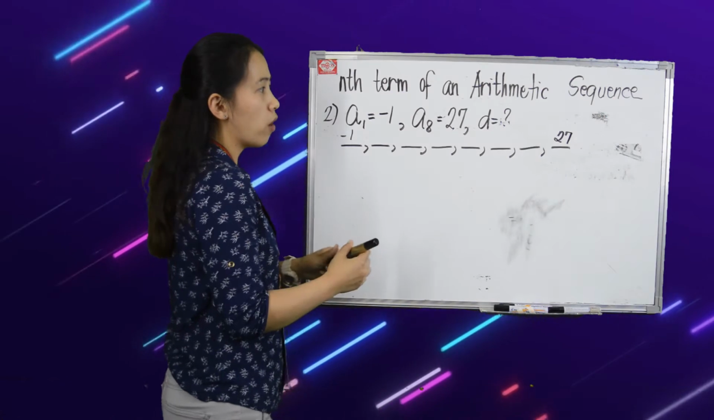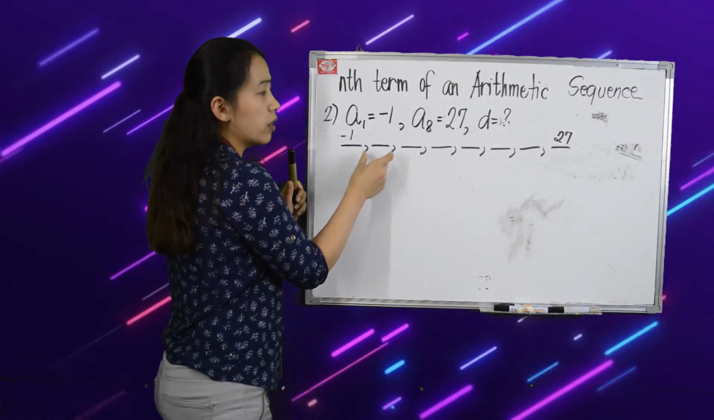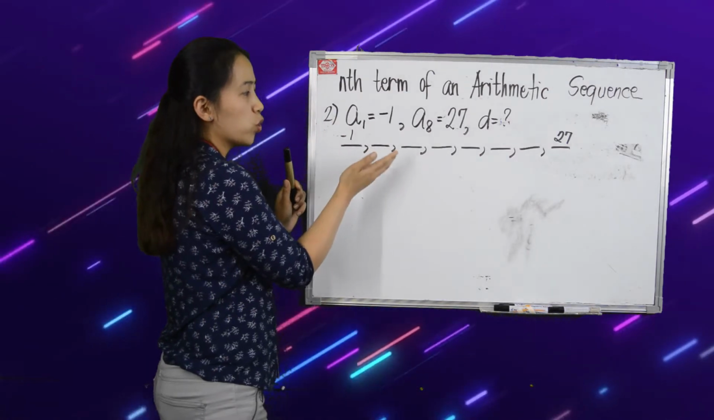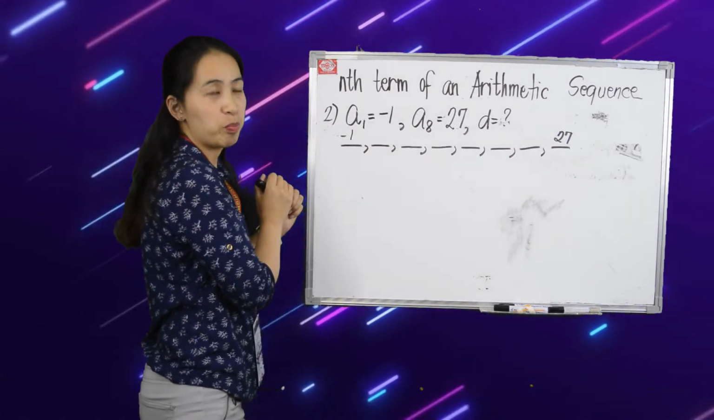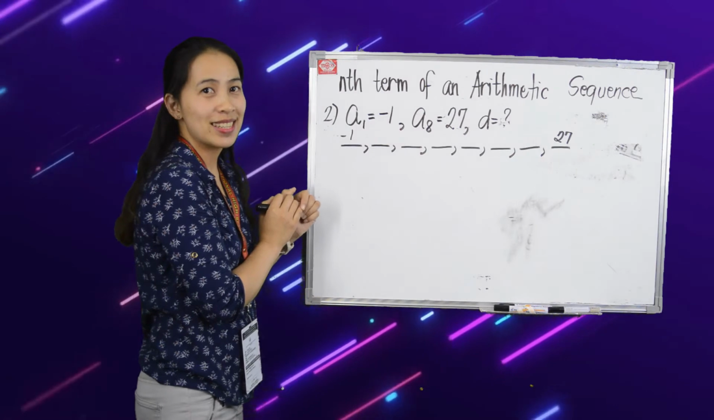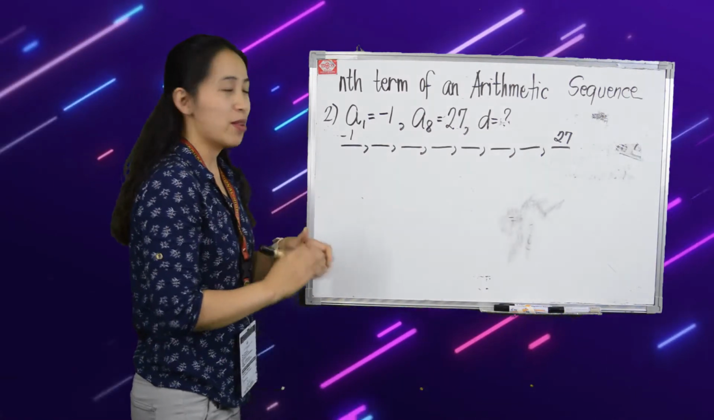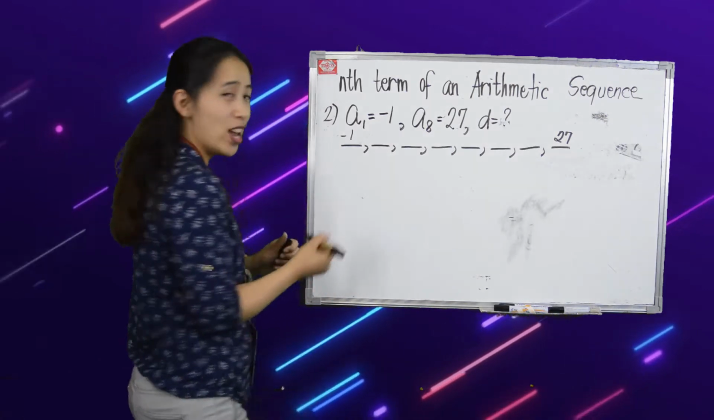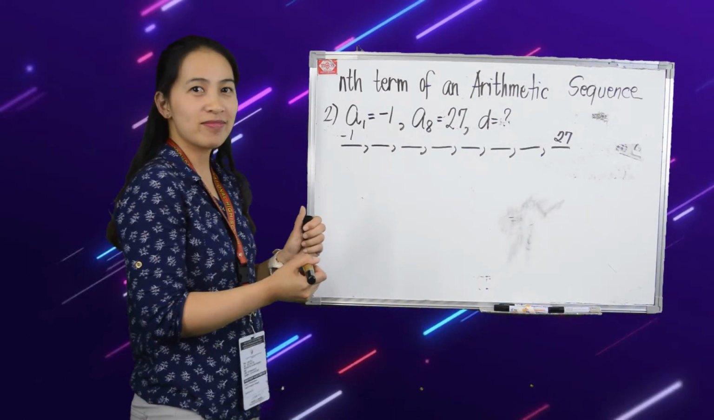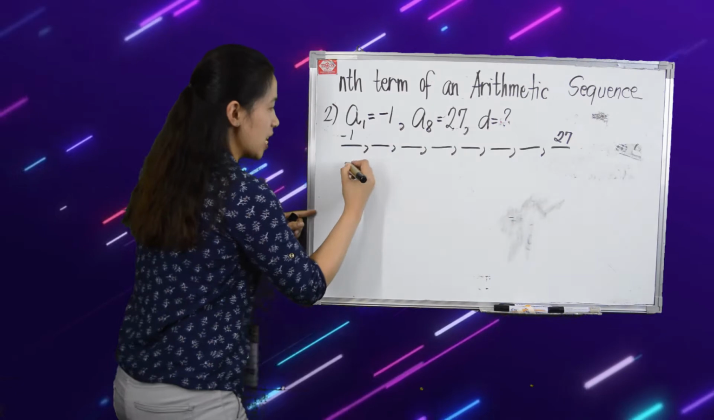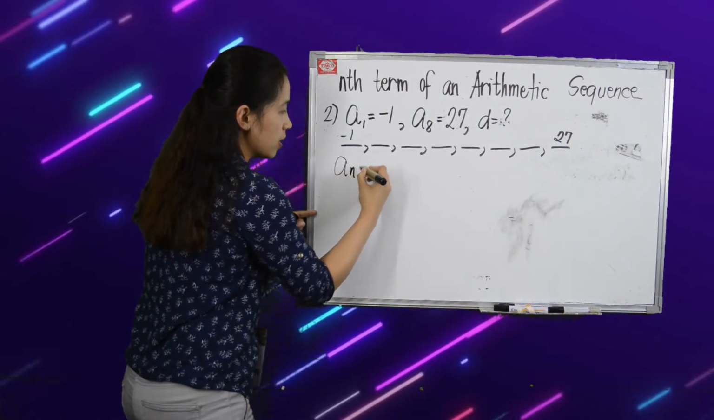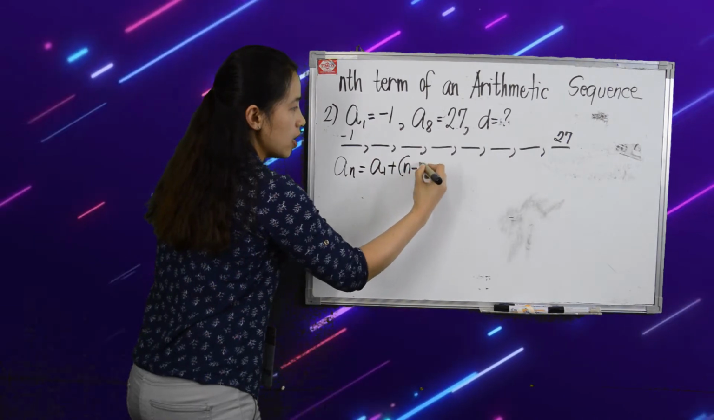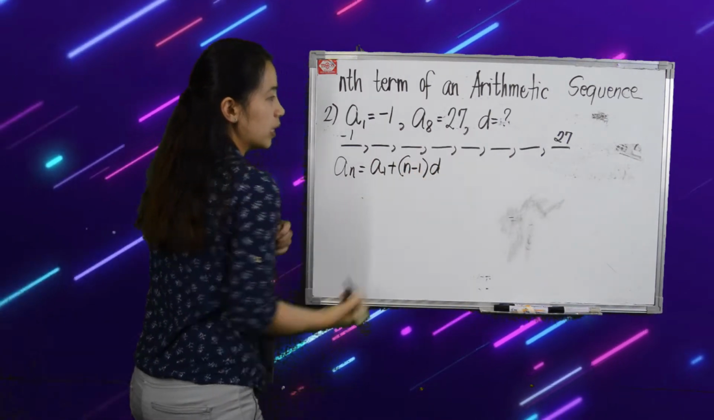What we are looking for is the constant number that we are adding to the previous term to get the next term. Would you like to guess? You may do that. But for me, I prefer to use the formula. So again, what's the formula? Yes, it is A sub n is equal to A sub 1 plus the quantity n minus 1 times d.